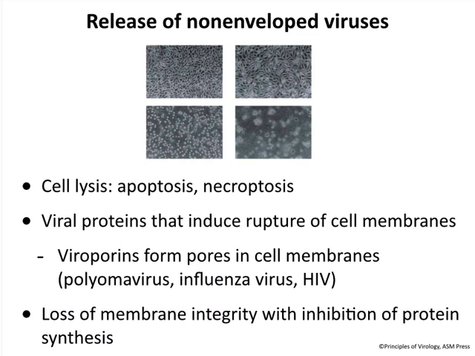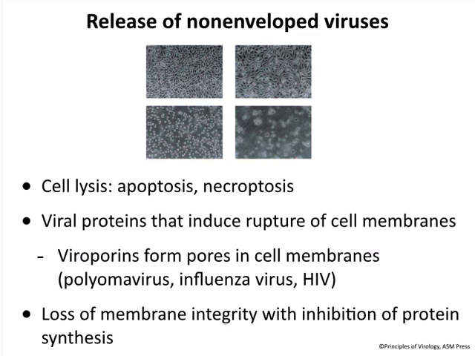There are also a number of virus proteins that rupture membranes. We actually talked about one of those in adenovirus that ruptures the endosome when the virus comes in. But a number of viruses make proteins that poke holes in whatever compartment the virus is in, could poke holes in the nucleus or in the plasma membrane, and that lets the virus get out. These are typically called viroporins, pore-forming virus proteins. They've been identified in polyomaviruses, influenza viruses, and HIV.